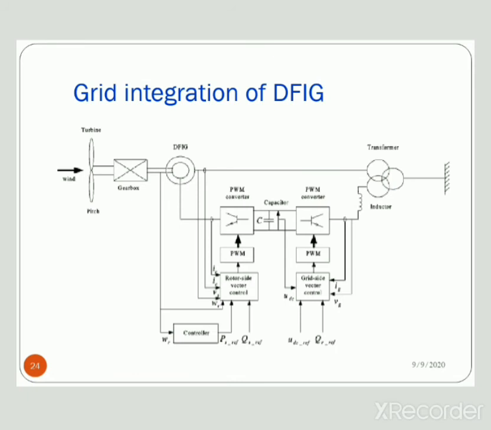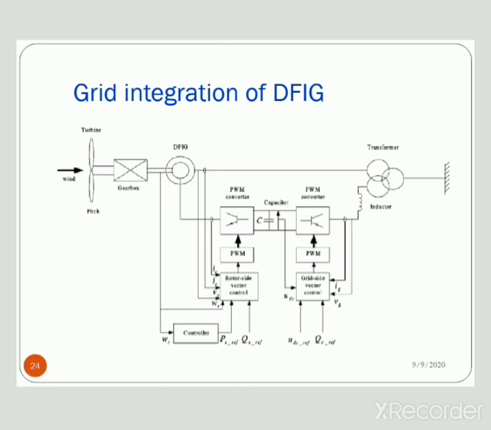Next one is grid indication of DFIG. Grid indication of DFIG, that is the doubly fed induction generator. Suppose wind is applied there, then the turbine and pitch control are available there. Whenever the wind is fed to the turbine, the blades are rotated according to wind pressure. The gears are also changed automatically. It is fed to the DFIG and it is internally connected to our PWM converters, which are of two types. That's why it is called doubly fed.